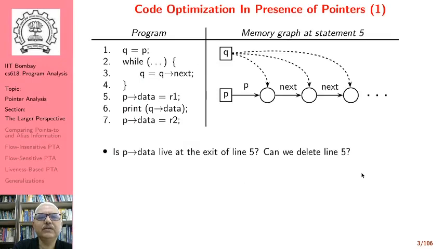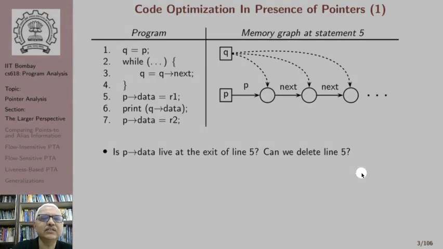So here is an interesting question. What we're trying to do here is ask why pointer analysis is important. The interesting question that we want to ask here is: is P arrow data live at the exit of line 5? The program has an initial assignment Q is equal to P. There is something in P, and then there is a while loop that traverses the pointer Q.